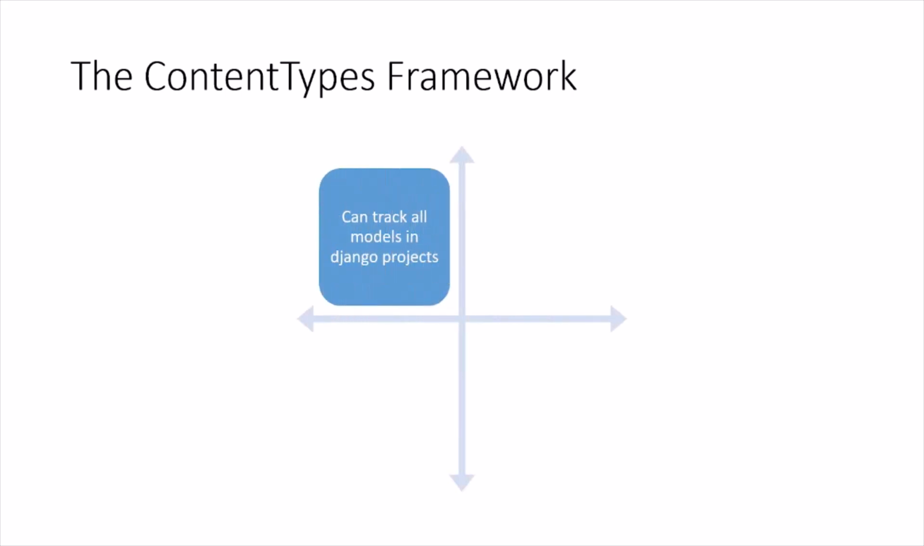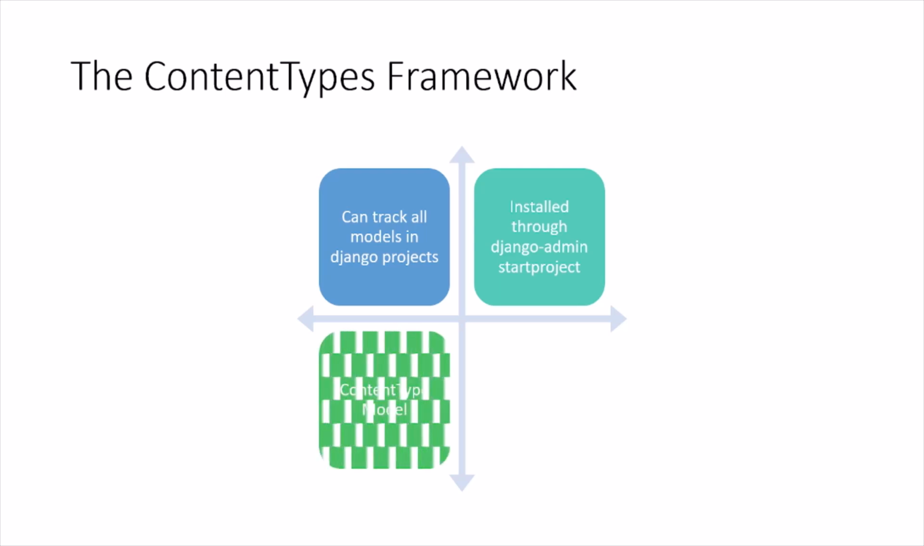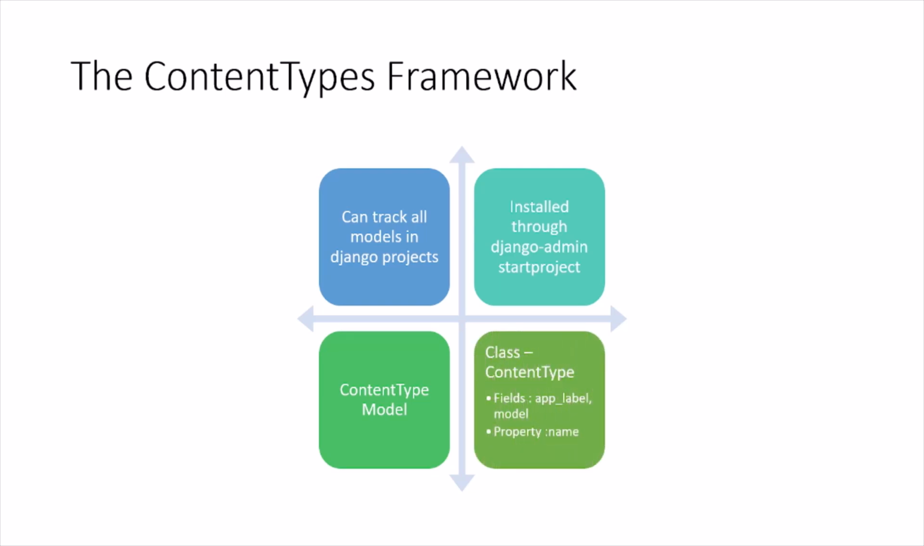Now let's talk about the content types framework a little so that you get a brief idea of what it's about. Django has a content types framework that tracks all models in our Django projects. This, of course, was installed when we issued our django-admin startproject command. And at the heart of the content types framework is the ContentType model. Every instance of the ContentType class contains two fields, app_label and model, that are unique for every model. There's also a property name, which is essentially the human readable name of the instance of the ContentType class.